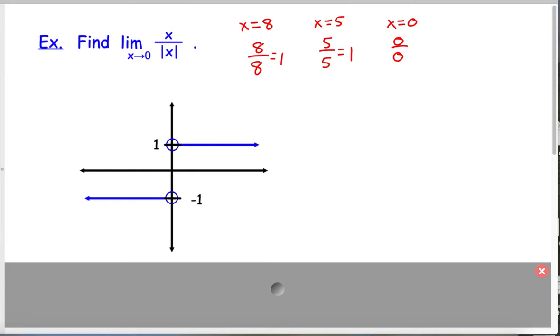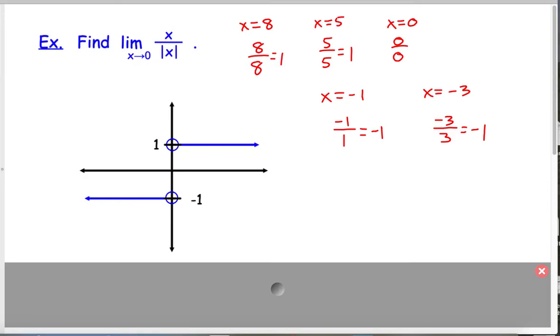That's undefined, so that's why there's no value for this function at 0. How about negative values? How about x equals negative 1? Well, then I get negative 1 over the absolute value of negative 1, which is positive 1, and that gives me negative 1. How about when x equals negative 3? Well, I get negative 3 over the absolute value of negative 3, which is a positive 3, and that gives me negative 1. So that should make sense then why the graph should look like that.